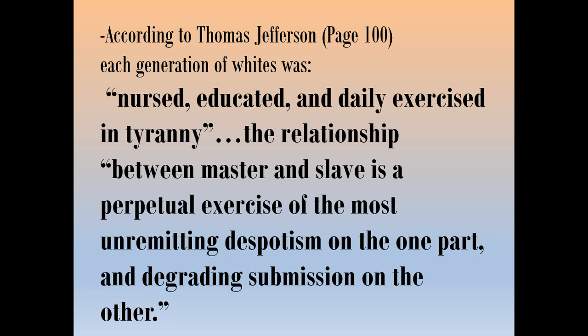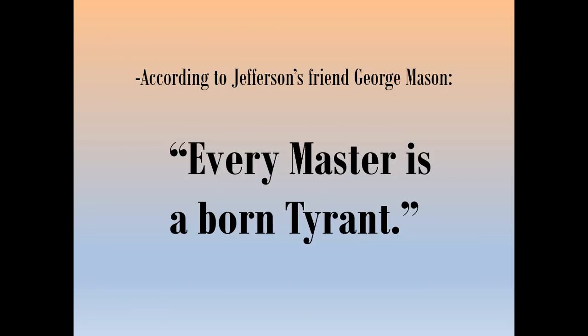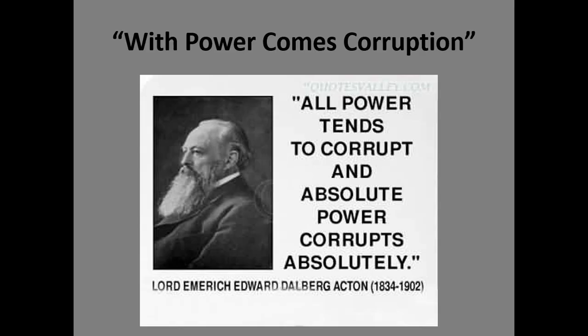He's somewhat insulting himself. And this is the enigma of Thomas Jefferson, a man who says that everyone's equal, but he owns 600 people. Jefferson's friend and neighbor George Mason claimed that every master is a born tyrant. With power comes corruption. All power tends to corrupt, and absolute power corrupts absolutely. I mean, is that true, or is it a choice people make? So does wealth and power always lead to corruption? I don't buy that, but many people do. So Jefferson and his kind are trying, in a roundabout way, to give you an excuse why they're abusive to their slaves, because power corrupts. Interesting. Is this the answer why the white slave owners were so cruel to their slaves?